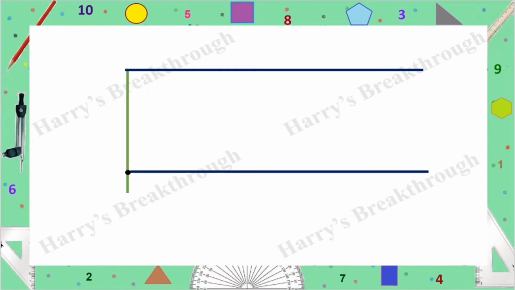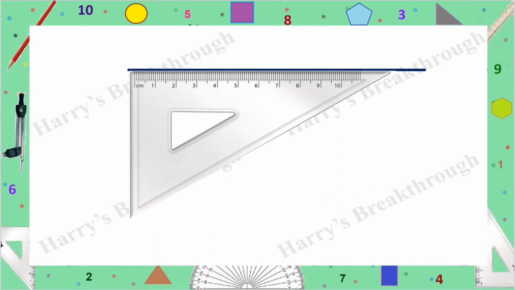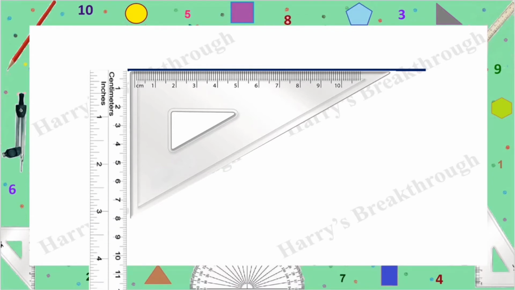Is there any method for drawing parallel lines without drawing this perpendicular? How can we draw parallel lines without drawing a perpendicular? Let's check. So first draw a line like this. Then place your set square like this. Then you have to place your scale nearer to this side of the set square. And instead of drawing a perpendicular, you can slide your set square downwards.